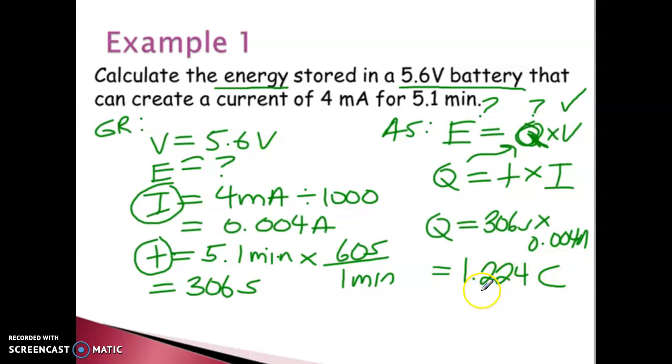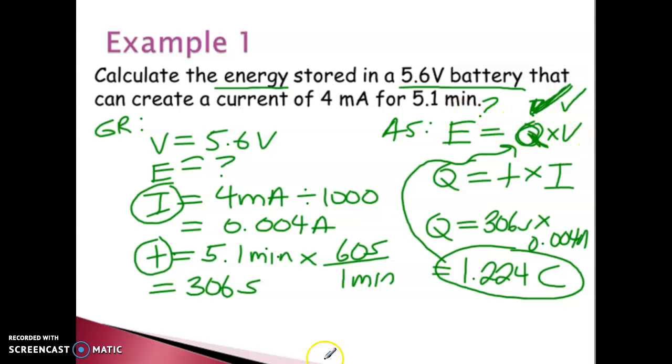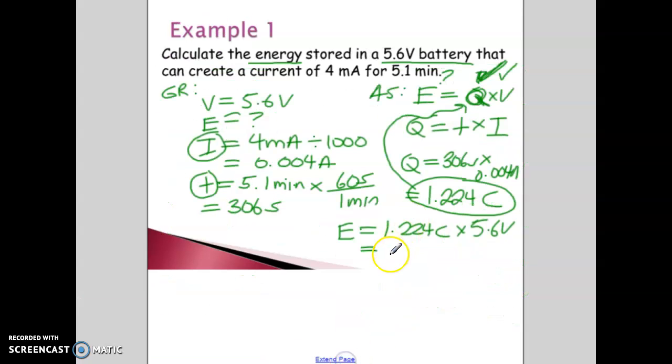306 times 0.004 gives us 1.224 coulombs. Do not round this. We're not done. We're going to now take this number and plug it into the Q up here because now we know this information. So now we can solve for E. See how this is a multi-step problem. E is equal to Q, which we now know, times voltage, which is given in the question. So we have 1.224 times 5.6, which gives us a value of 6.8544 joules. And this is our final answer.